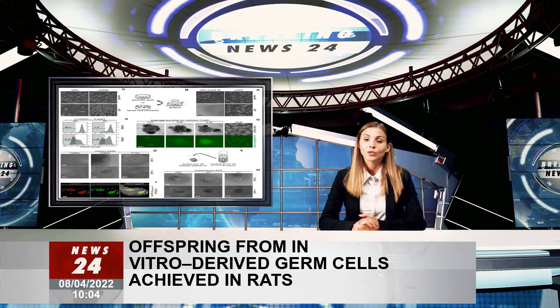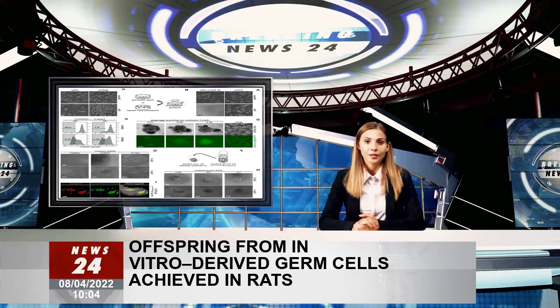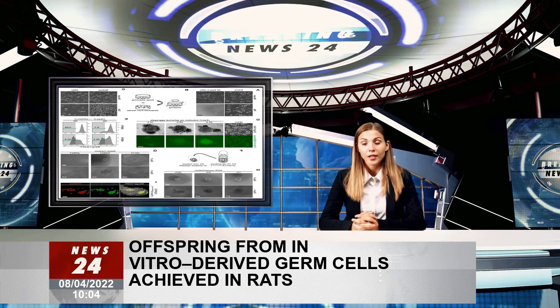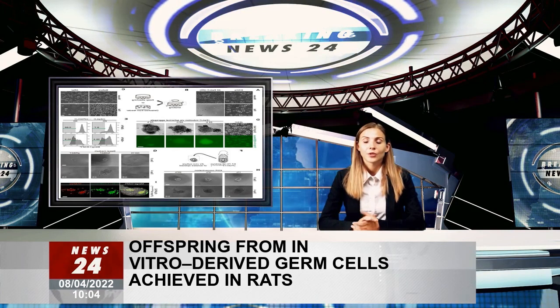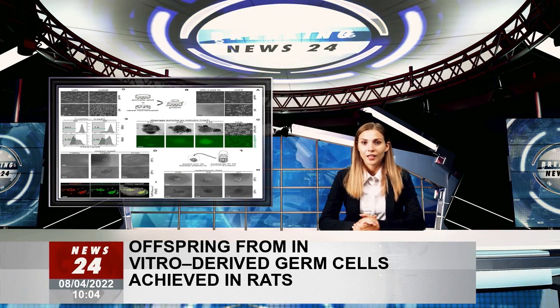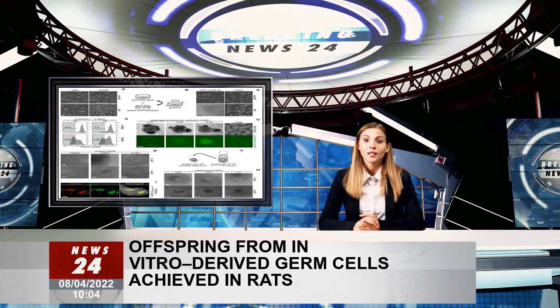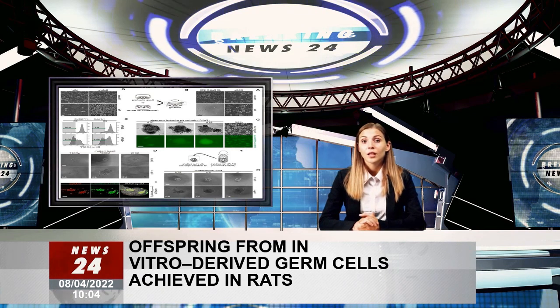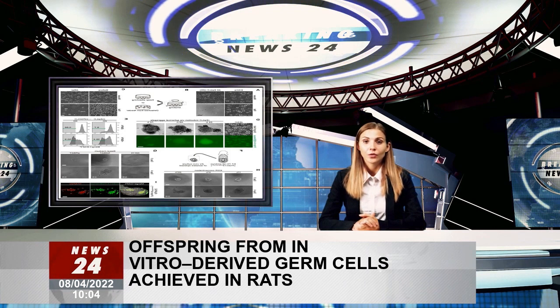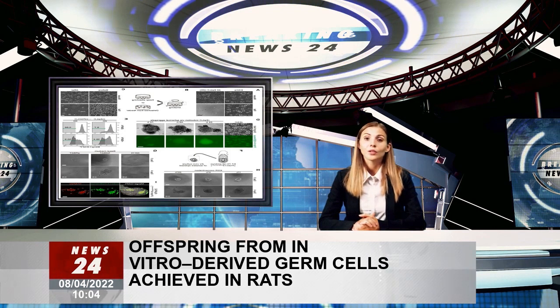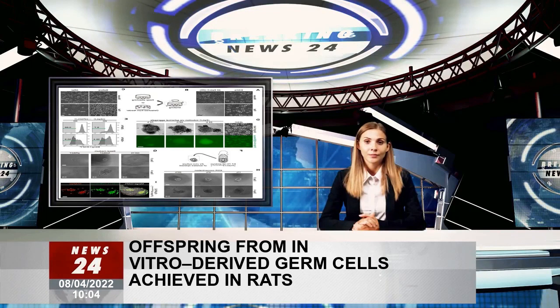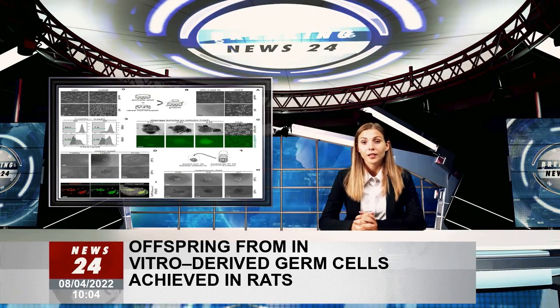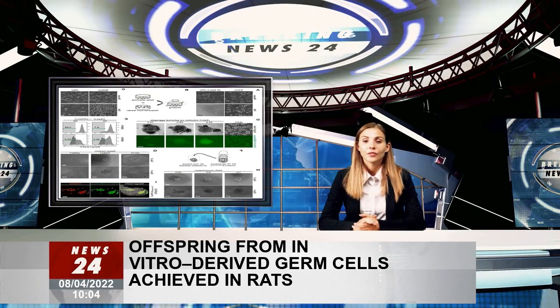Mami Oikawa et al. Functional primordial germ cell-like cells from pluripotent stem cells in rats, Science. Journal information: Science. Mami Oikawa et al. Functional primordial germ cell-like cells from pluripotent stem cells in rats. DOI 10.1126/science.abl4412. 2022 Science X Network.